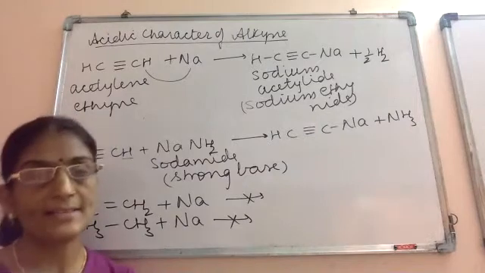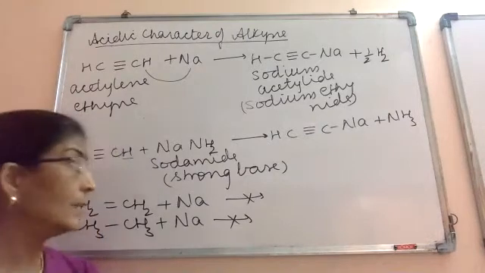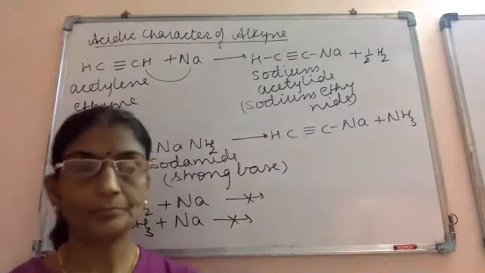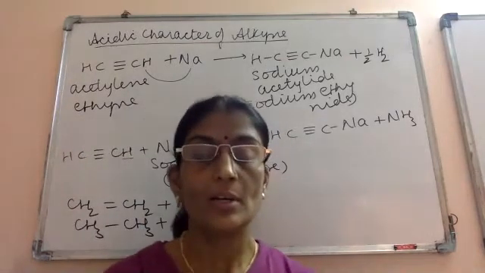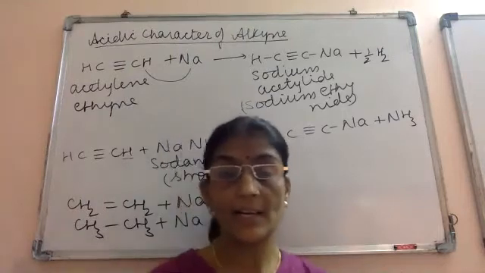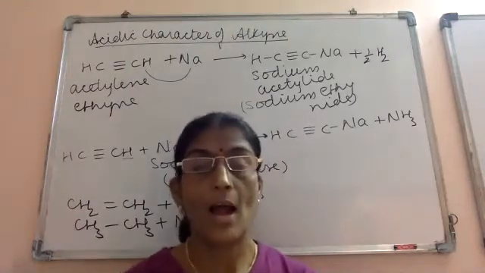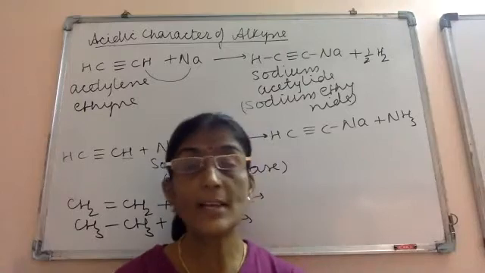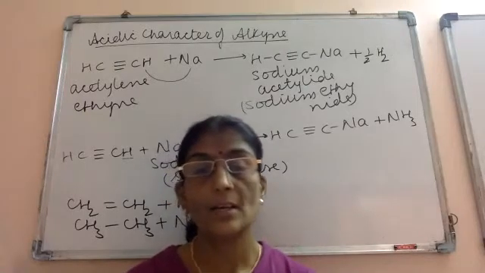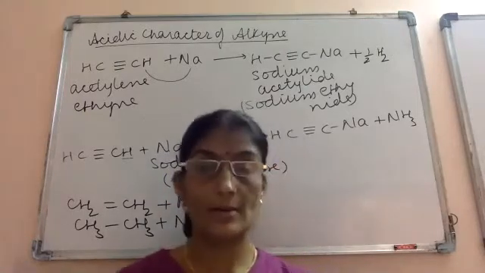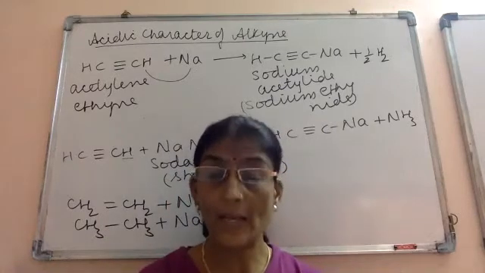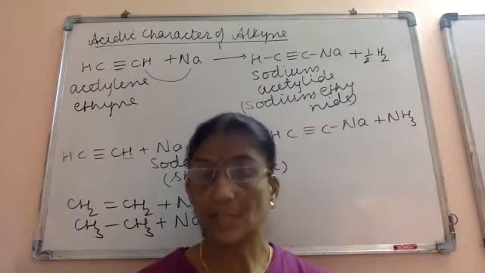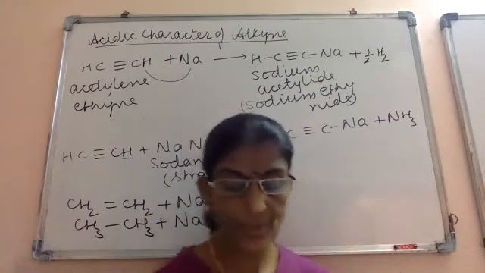Only ethyne is acidic. Now what is the reason behind it? What is the reason that ethyne is acidic and ethene or ethane are not acidic? And one more thing, all alkynes are not acidic. Alkynes are acidic but not all. Which type of alkynes are acidic? Why are alkynes acidic? That we will find out.